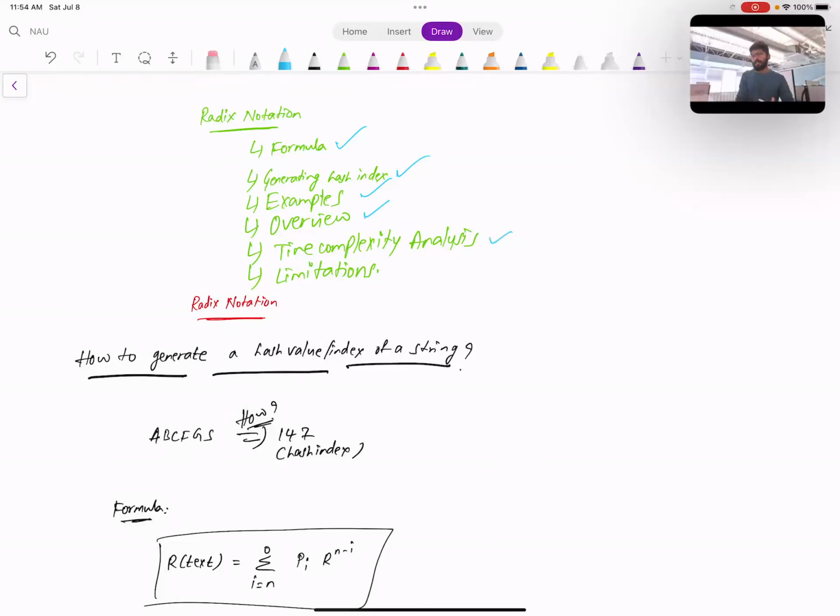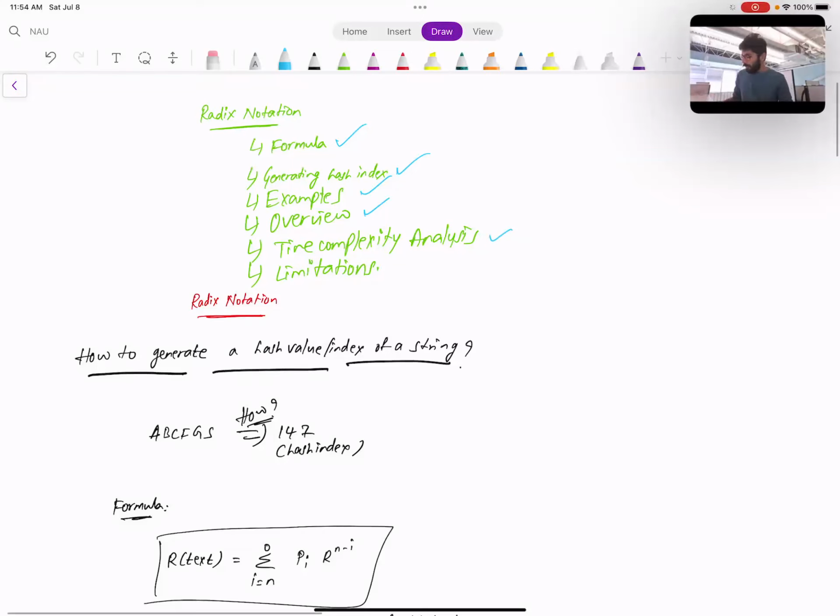We have some operations which we are doing, so we will be seeing the time complexity analysis, and finally, what the limitations of Radix notation are. So these are the topics which we will be covering in this session. Moving forward, we will see what Radix notation is. Before discussing Radix notation, let's understand why we are using this.